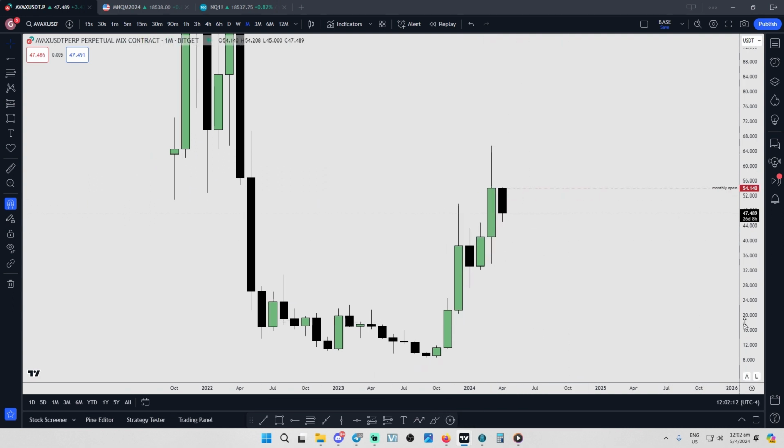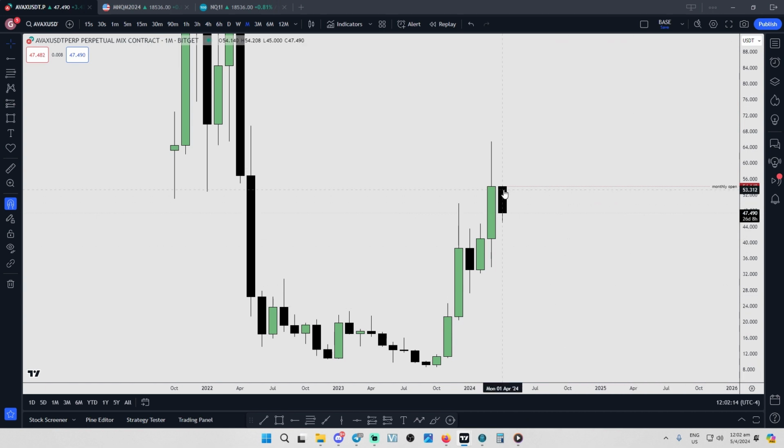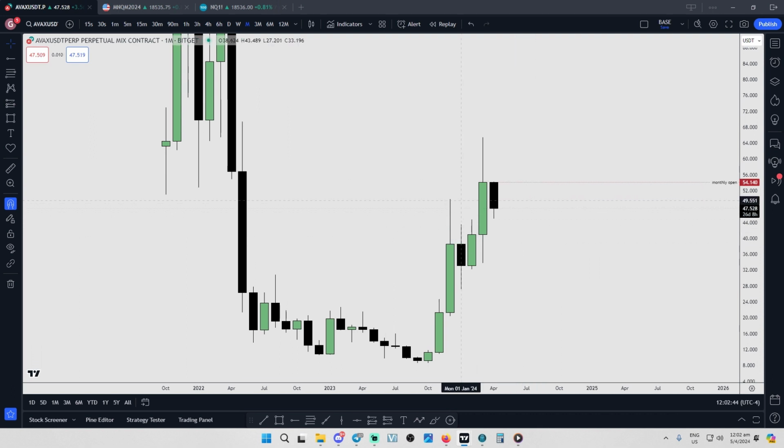Right, so anticipating power of 3, if I'm anticipating that the month is going to be bullish, as it currently is, we are in a bullish order flow on the higher time frames. So if I'm expecting the month to be bullish, I will be looking for longs below the monthly open. So that's the minimum requirement.